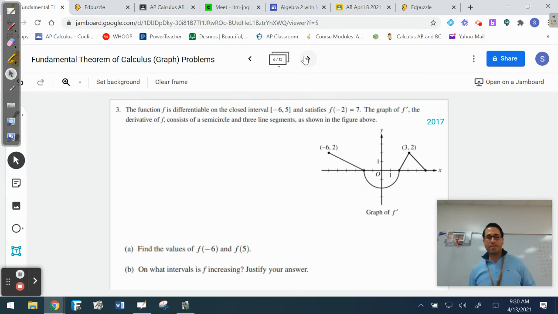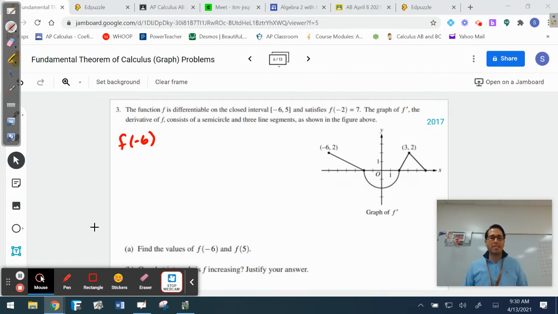Okay, they ask me in part A here to find f of -6, and they ask me to find f of 5. Can I do it? Let's check it out. Let's get my answer key up so I can let you guys know how much each point is worth as we go through this problem. Okay, so let's look at it.